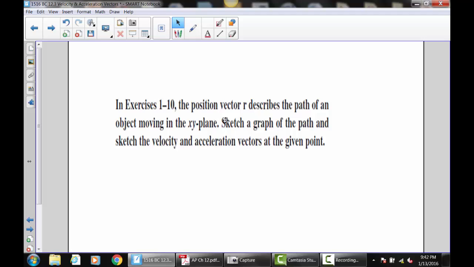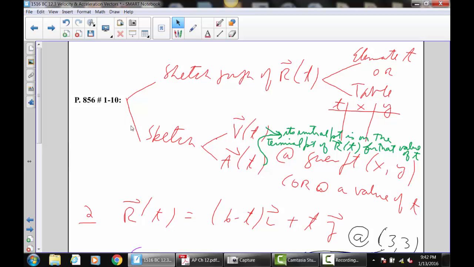In 1 through 10, it says the position vector r describes the path of an object moving in the xy plane. So we're 2D. Sketch a graph of the path and sketch the velocity and acceleration vectors at the given point. Now, what they don't tell you here is that when you go to place those vectors, the position vector you will draw will be in standard position with the initial point at the origin. But the velocity and acceleration vectors, both of them, you're going to put their initial points on the terminal point of the position vector that you've drawn. Okay, so here we go.